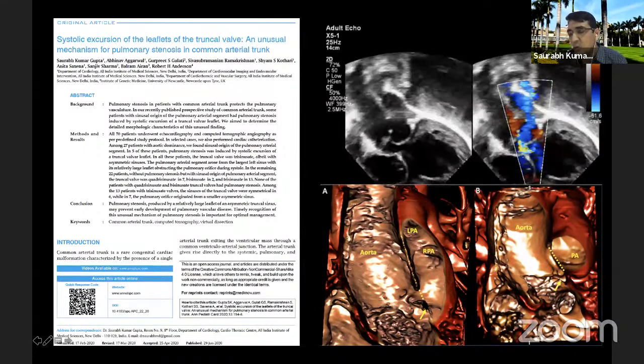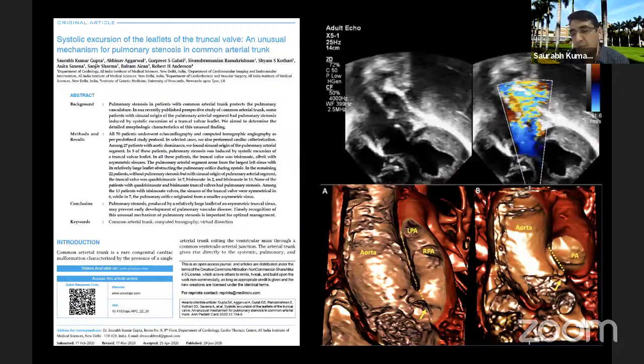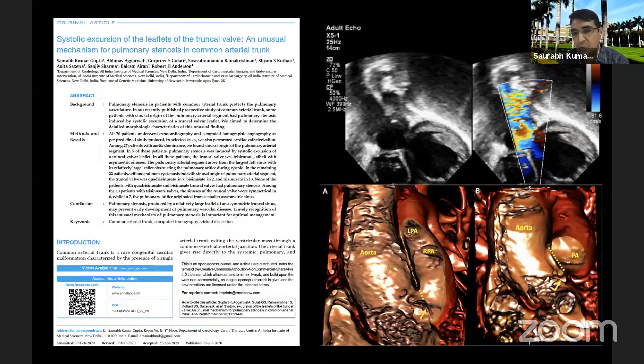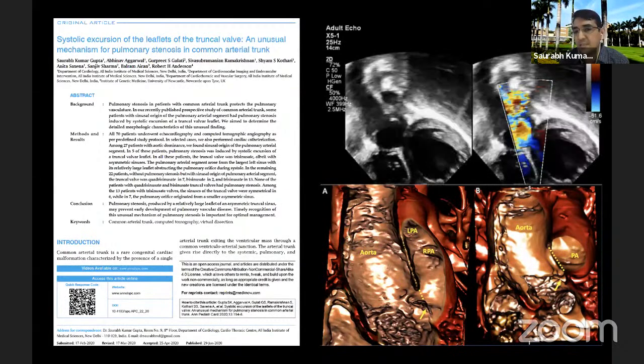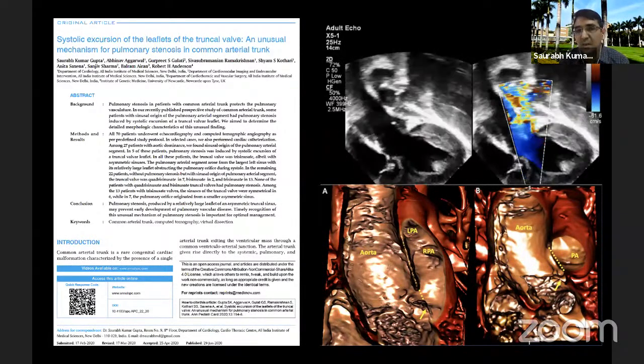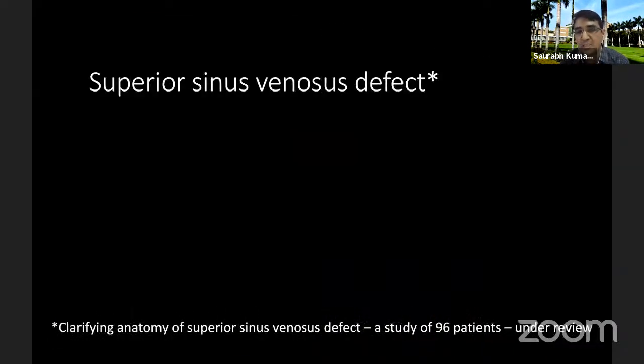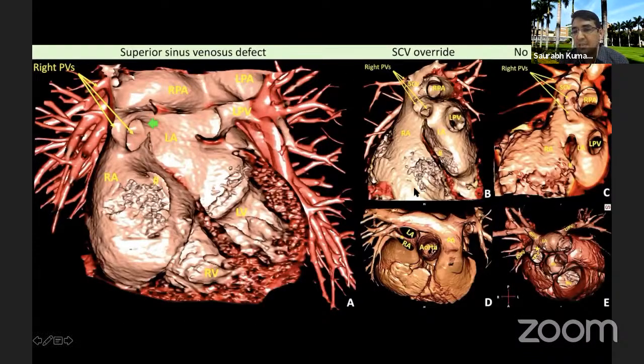And that is the reason why this patient had protected pulmonary vasculature even at the age of 6 years and could be operated successfully with a very good surgical outcome. Superior sinus venosus defect, again, using the same technique, we could use in different subsets like superior caval vein override versus no override.